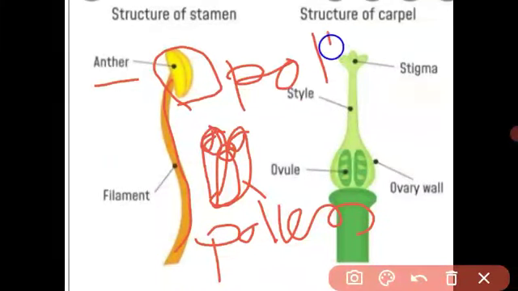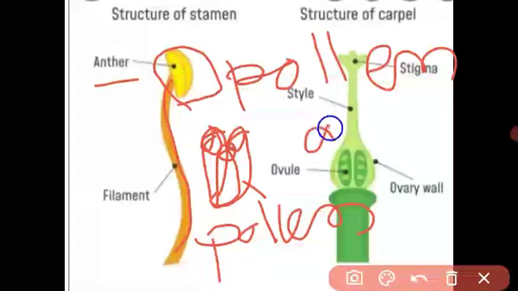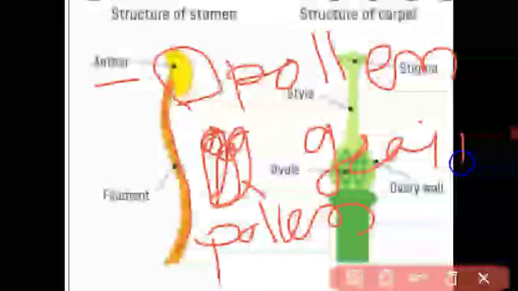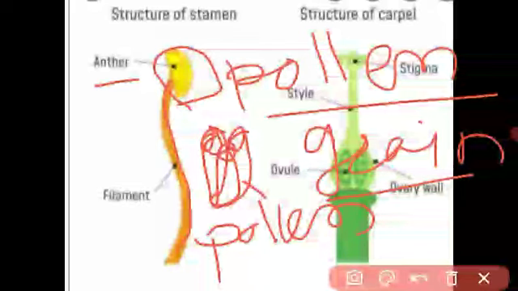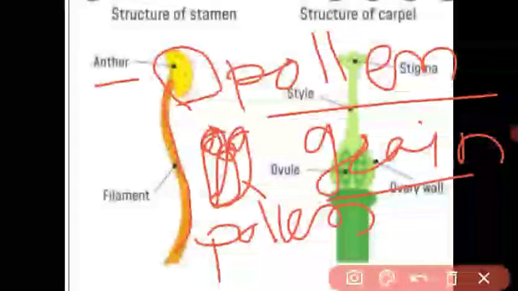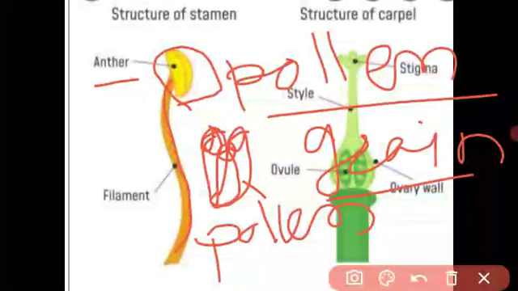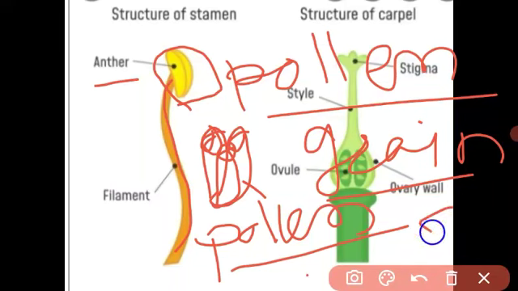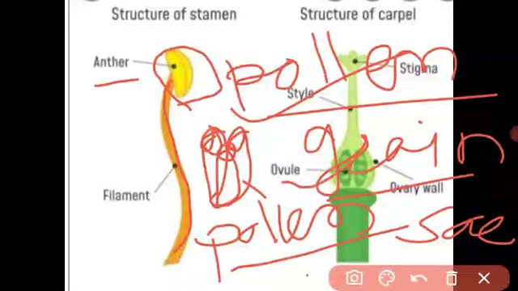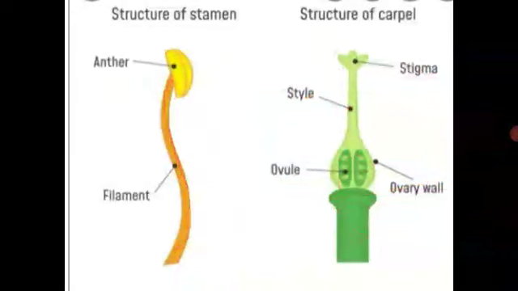Pollen grain is the male gamete. Got it? What is the male gamete? The stamen is formed of the thread-like filament and the anther. The anther contains the pollen sac, and the pollen sac contains the male gametes. It is called the pollen grain. Got it, student? What is the pollen grain?